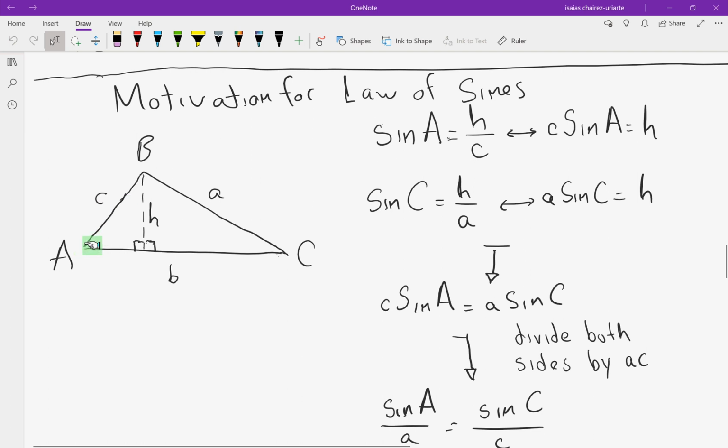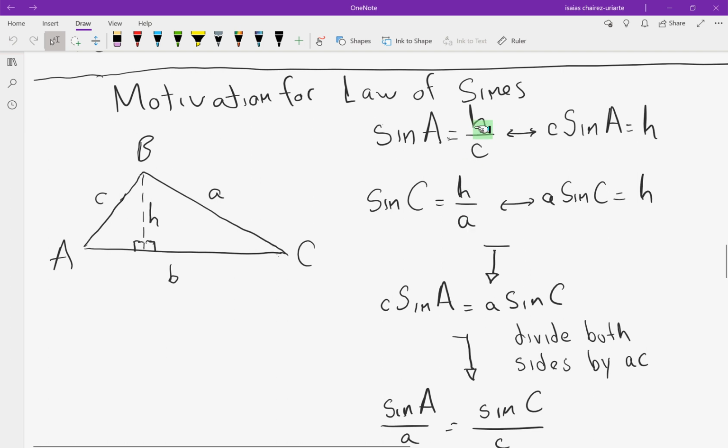I'm looking at the angle A, and what I'm going to say is that sine of A is going to be opposite over hypotenuse. So I've written that up here. Sine of A is opposite over hypotenuse. Now, let me look at this other right triangle over here, and I'm looking at the angle C, and sine of C is opposite over hypotenuse. So I've written that right here. Sine of A is opposite over hypotenuse, sine of C is opposite over hypotenuse.